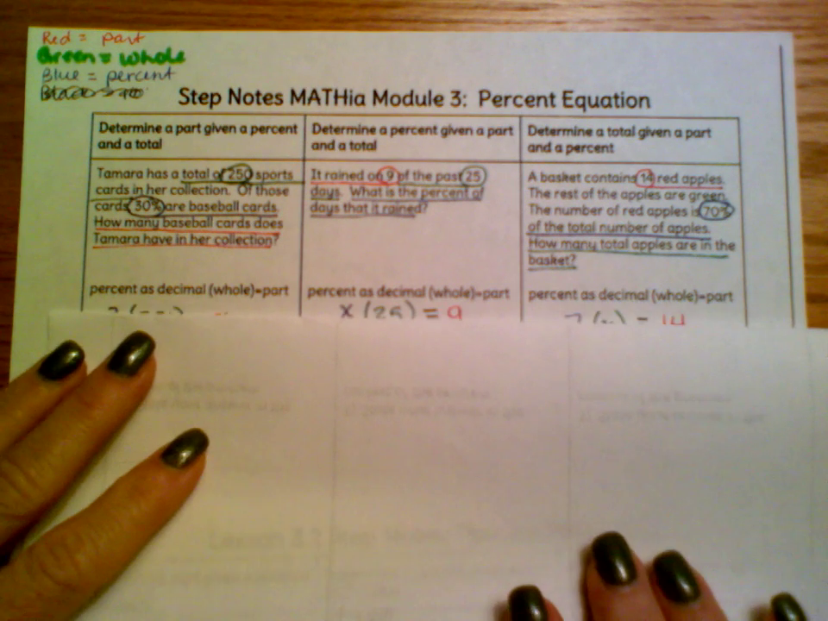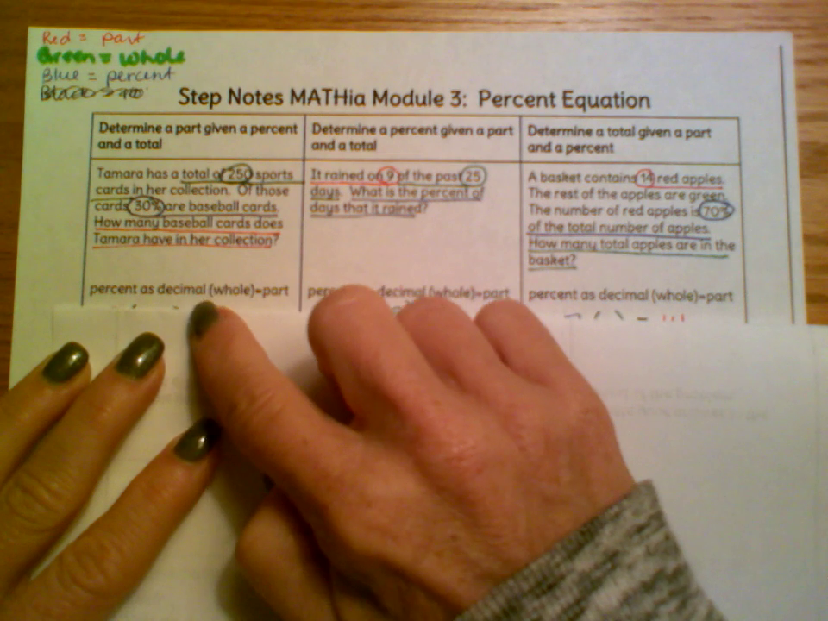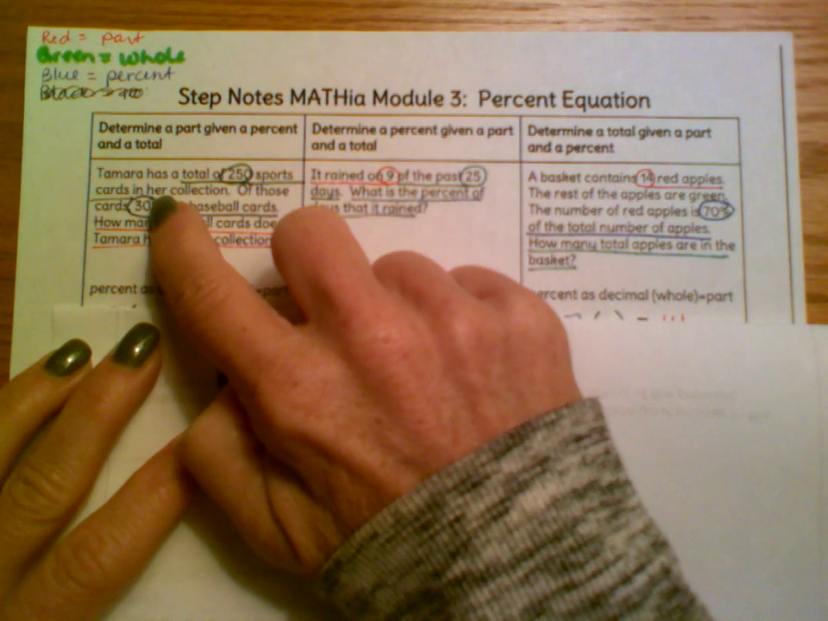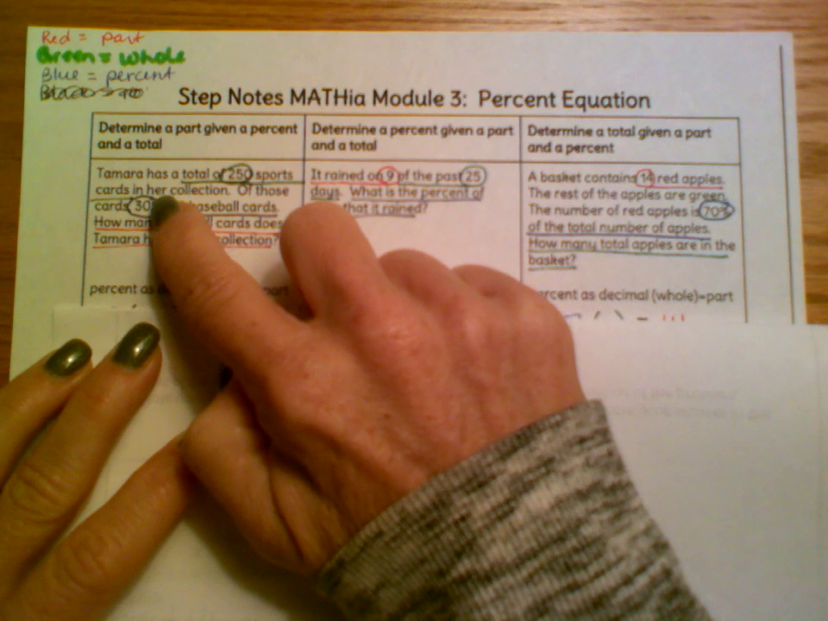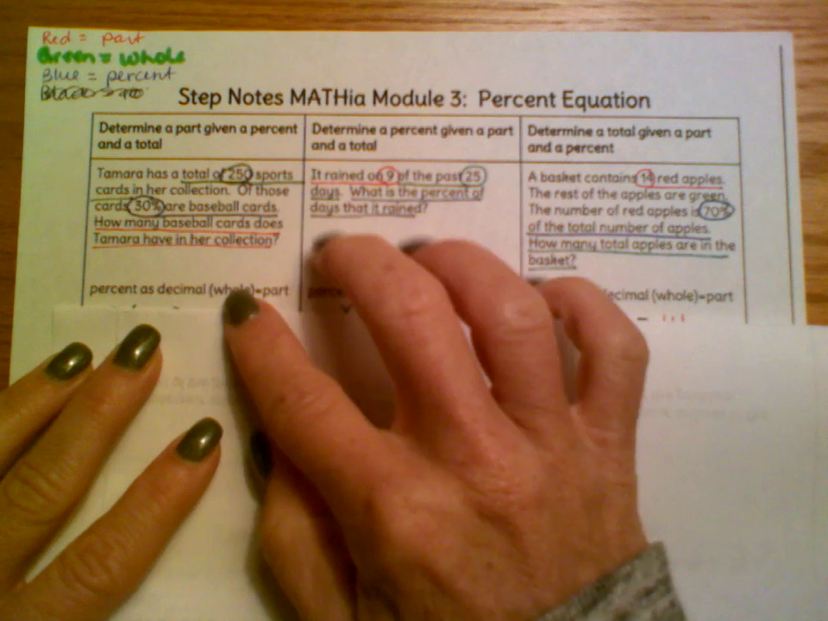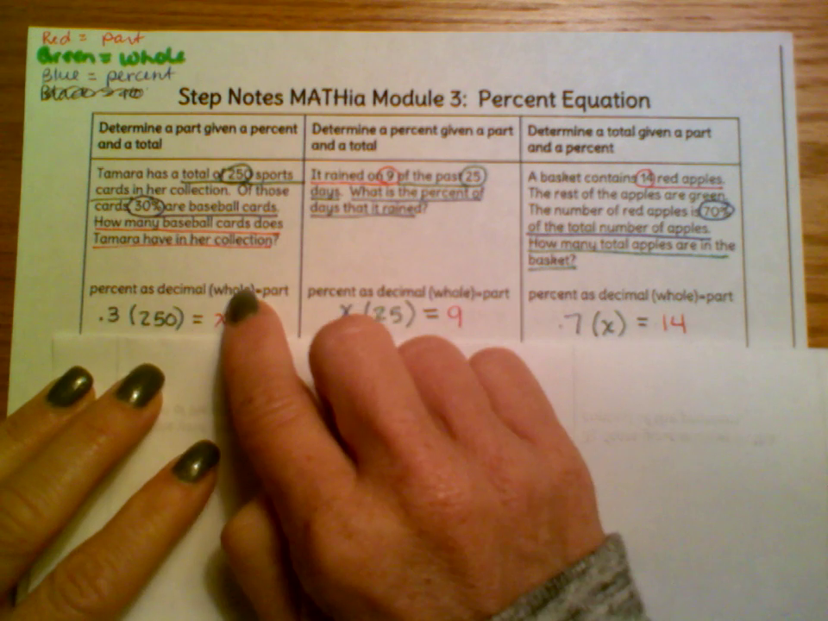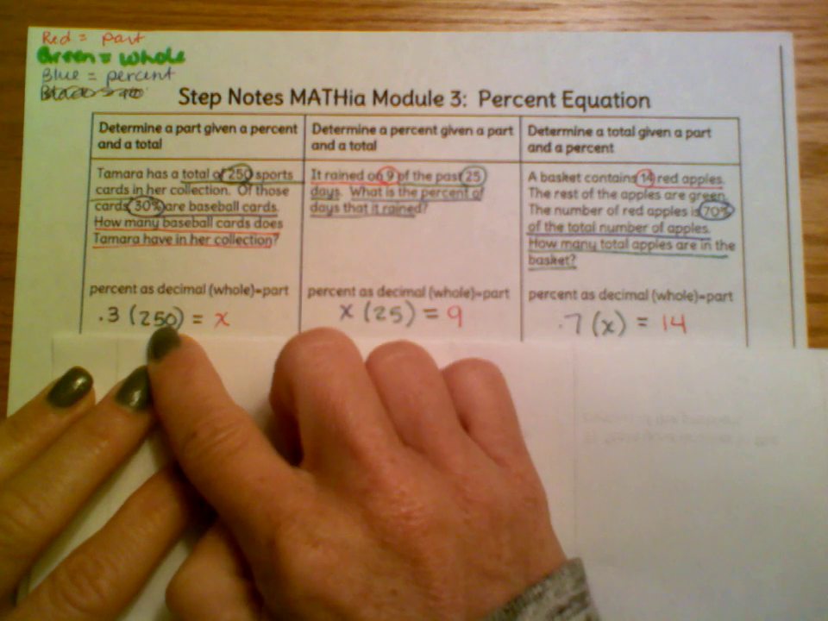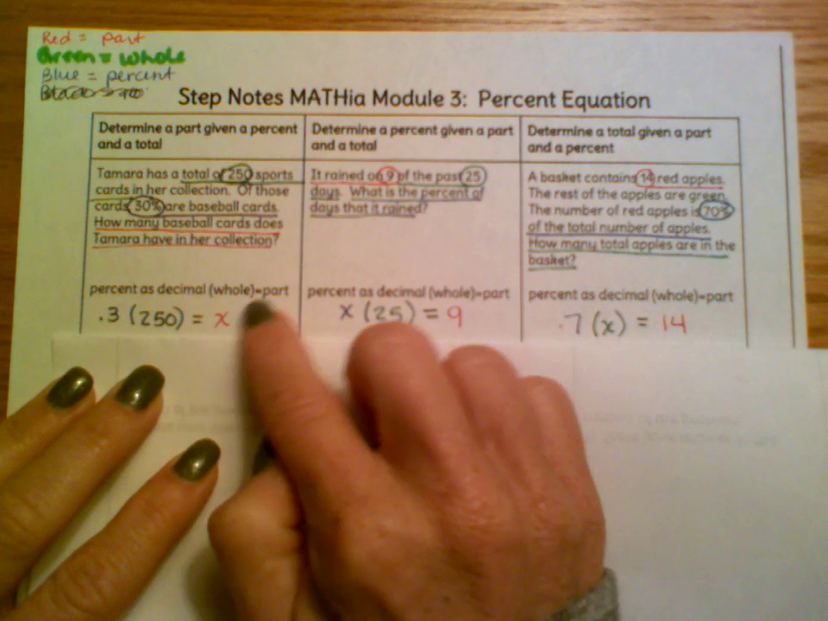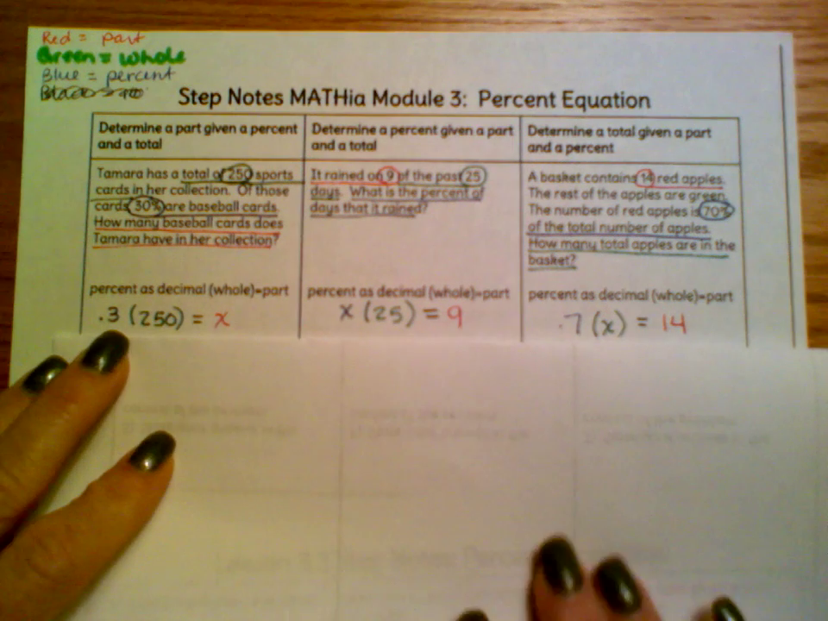So I'm following the same thing as I did before. I'm going to substitute in what I know. So the percent as a decimal, 30% as a decimal is moving the decimal over 2 places to the left. So I would get 0.3 or 0.30. Then it's times the whole. We said 250 was the whole, and that equals the part. That's what I'm trying to find. So now I have to do this multiplication.